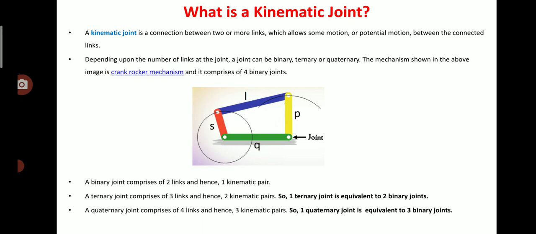A binary joint comprises two links and hence one kinematic pair. A ternary joint comprises three links and hence two kinematic pairs. So one ternary joint is equivalent to two binary joints. A quaternary joint comprises four links and hence three kinematic pairs. So one quaternary joint is equivalent to three binary joints. You should remember these points related to the kinematic joint.